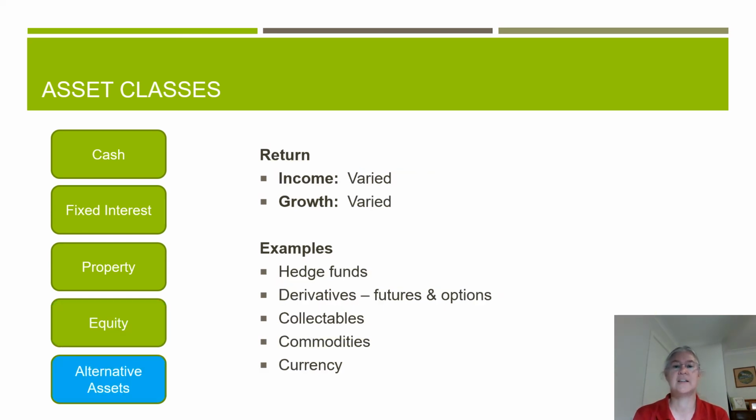One more asset class, and that's our alternative assets. So they're made up of all the kind of ones we can't think of or where to put anywhere else. So hedge funds, derivatives, collectibles, for example, antique dolls, artwork, commodities and currency. So the income, these would be quite varied. They may not give you any income. If you had artwork, for example, or other type of collectibles, clocks or dolls, they're not going to give you an income. And the growth is also varied. They may increase in value or they may not.